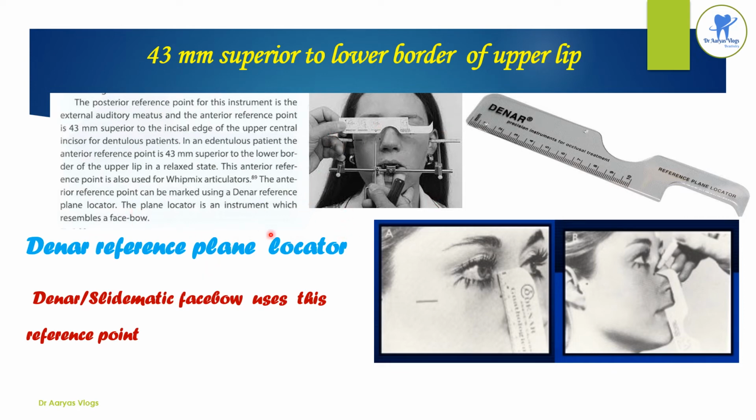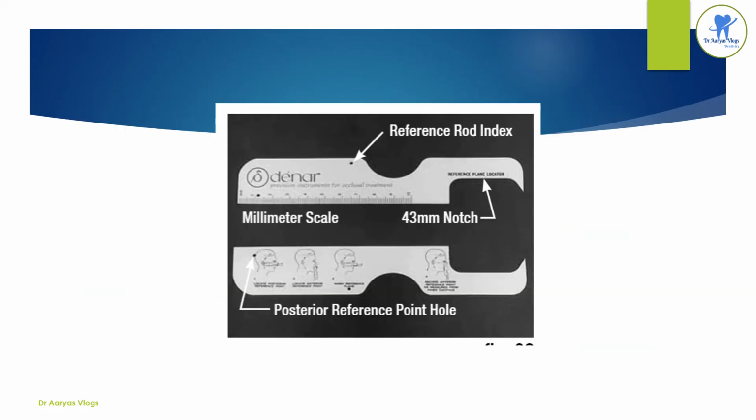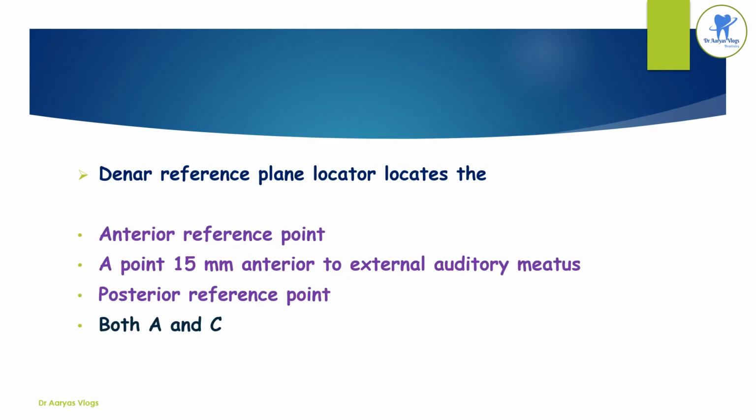The anterior reference point can be marked using a Dinar reference plane locator, an instrument which resembles the face. In this picture it shows the reference rod index. This is the 43 mm notch, here is the millimeter scale, and this hole represents the posterior reference point hole. Hence the Dinar reference plane locator locates the anterior reference point as well as the posterior reference point. So both A and C is the correct answer.